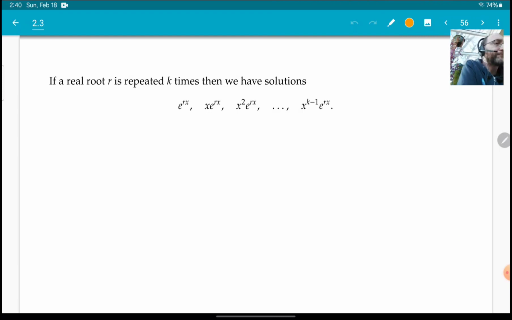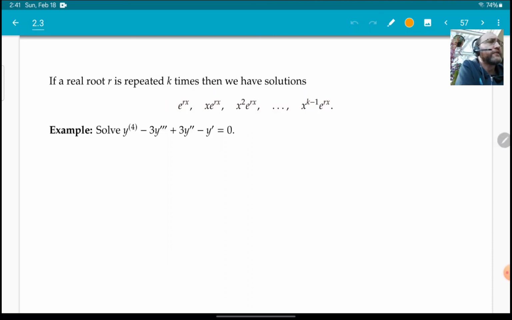Well, what happens, you can also multiply by powers of x, right? So you start with e to the rx, you definitely have that root. And then just like before, you add in e to the rx times x, and that's going to be linearly independent, right? Those two are going to be linearly independent. And then I could do it with x squared and so on, up to x to the k minus 1, right? So if it's repeated 3 times, I'm going to get e to the rx, x e to the rx, and x squared e to the rx.